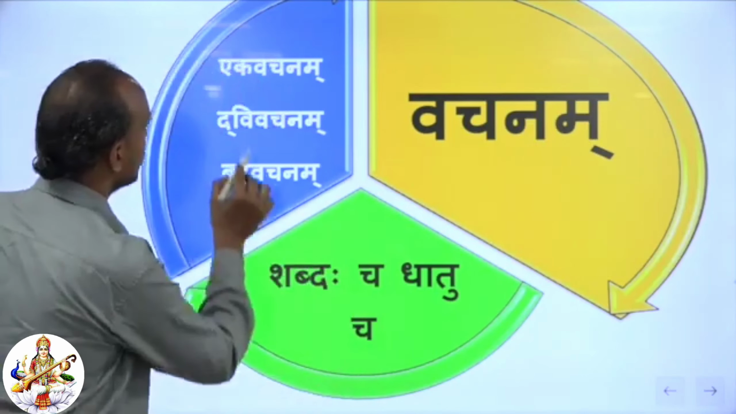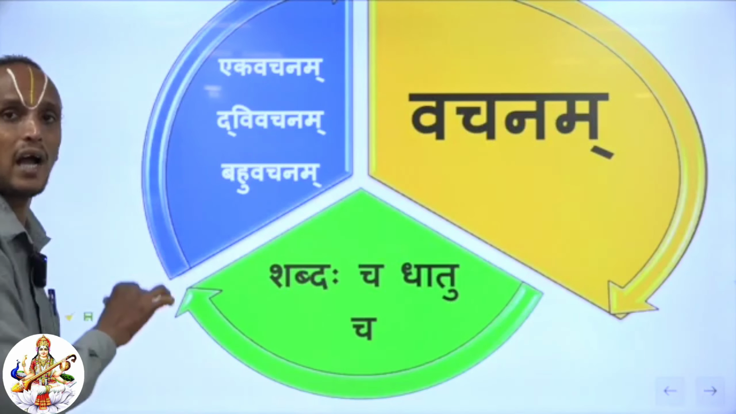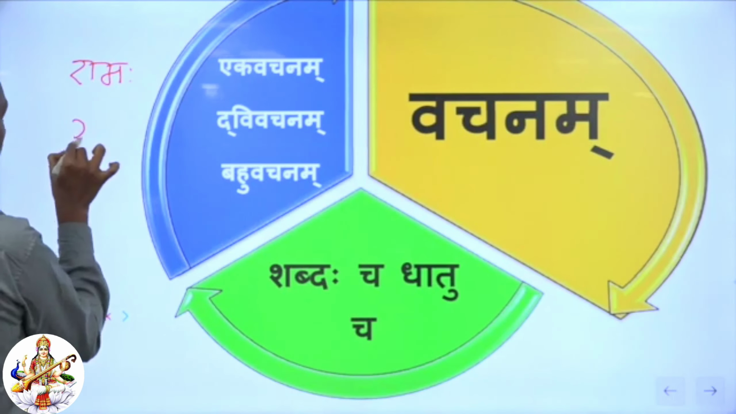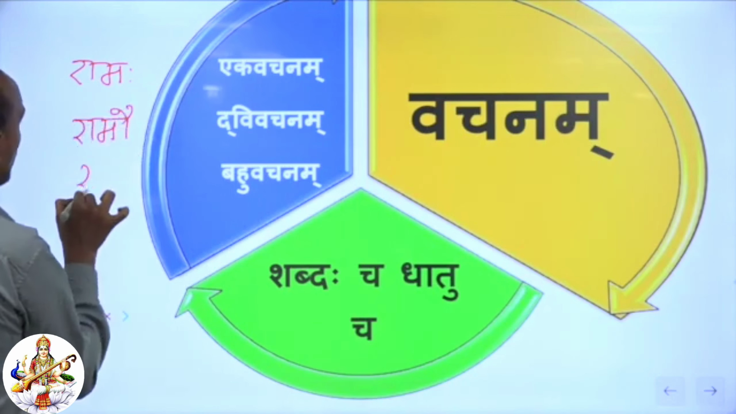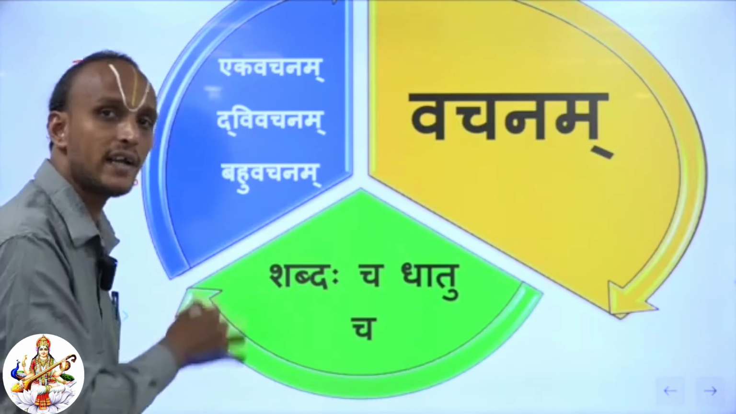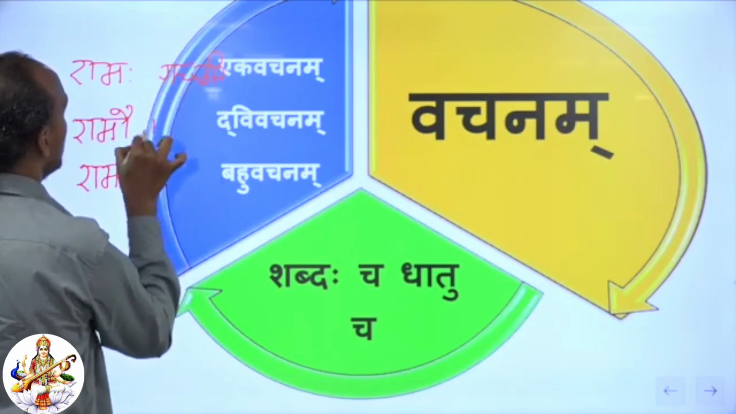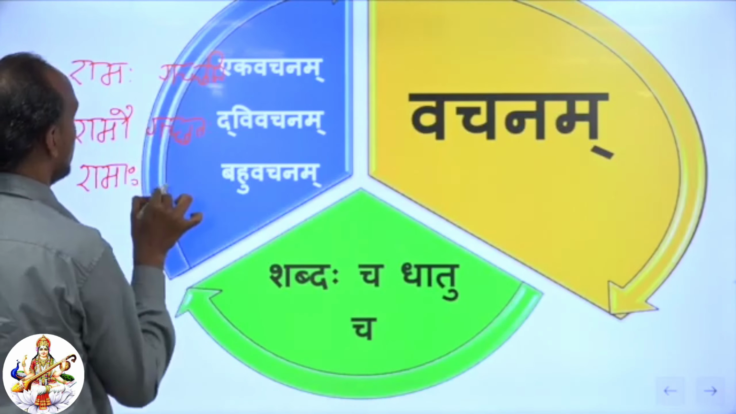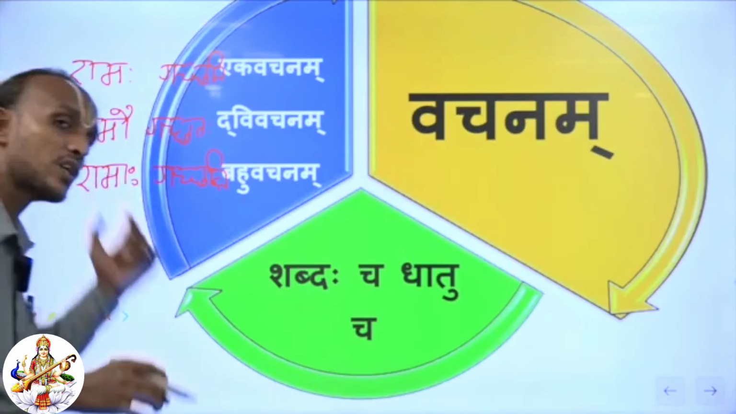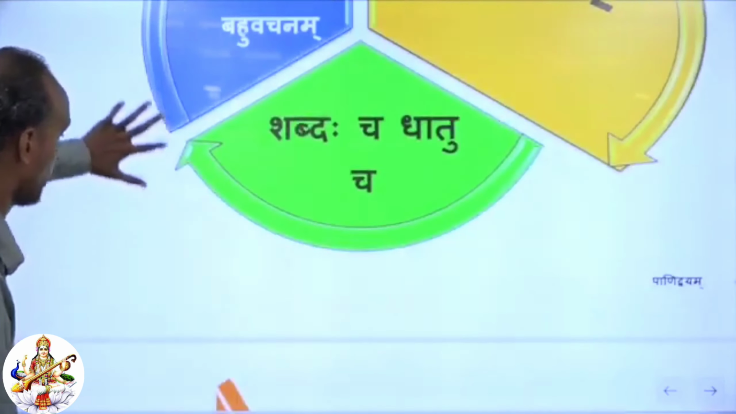I will show you one example. See here. Vachanam. Ekavachanam, dvivachanam, bahuvachanam. Shabdaha cha, dhatuhu cha. That means what? For shabda and for dhatu. See here. Ramaha, Ramau, Ramaha. Okay? Then I will write some dhatus here. Gacchati, Gacchataha, Gacchanti. Okay, chale. So for shabda and dhatu, the vachanam will remain the same.